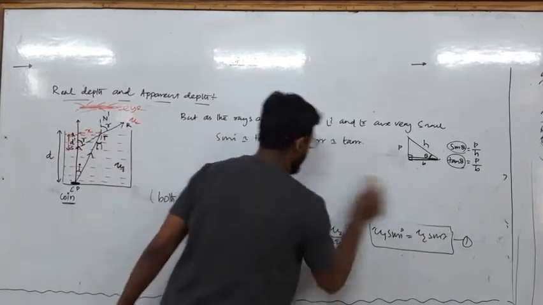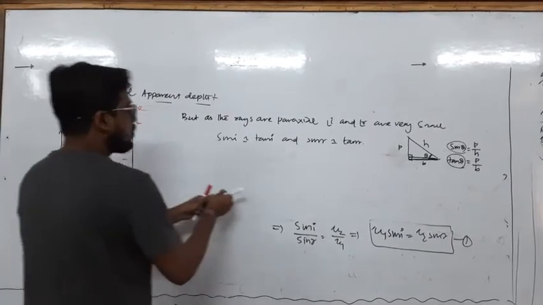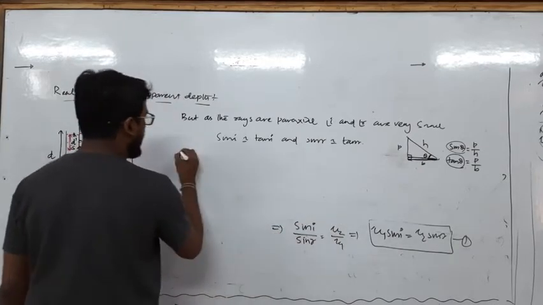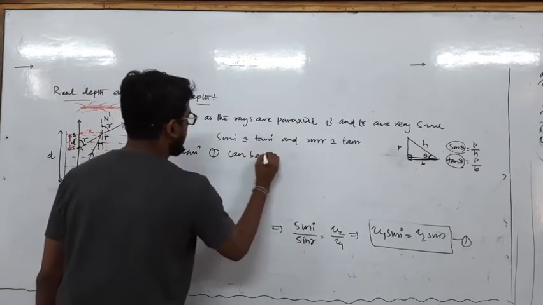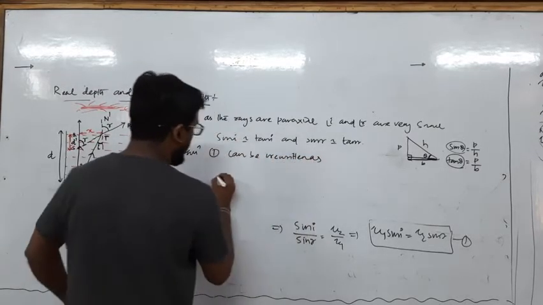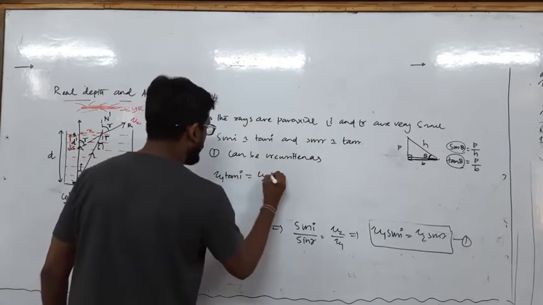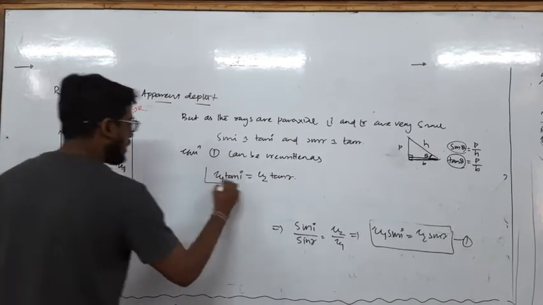So from this I can write, mu 1 sin I, equation 1, can be rewritten as mu 1 tan I equal to mu 2 tan R. So let it be equation 2.